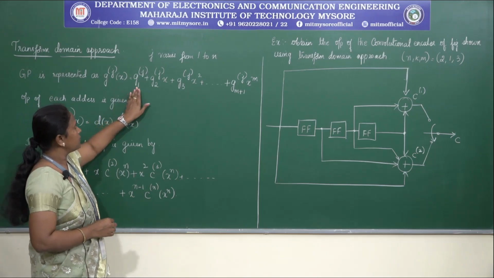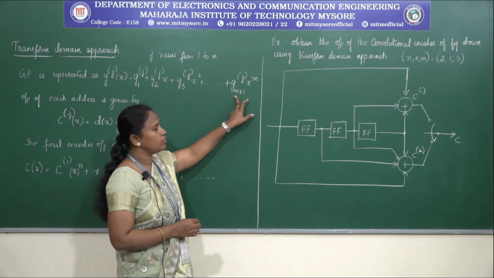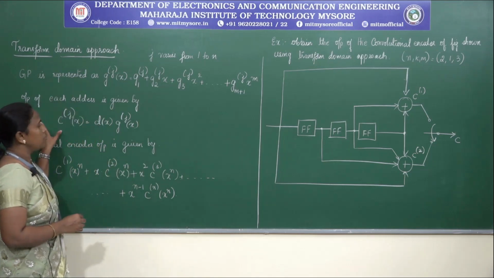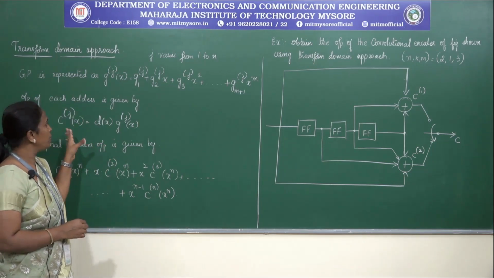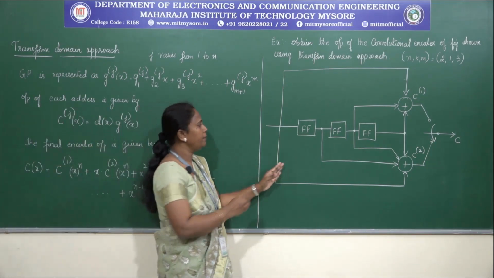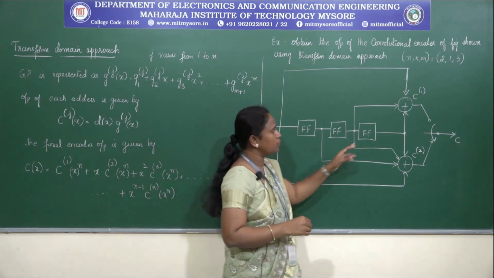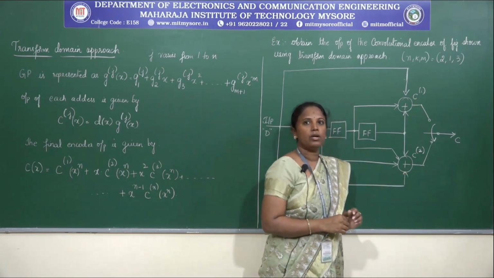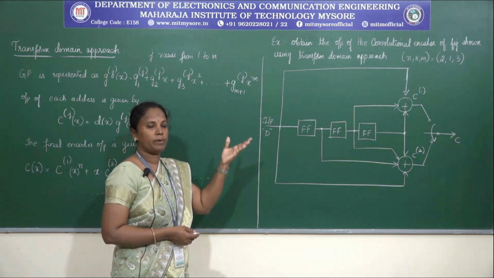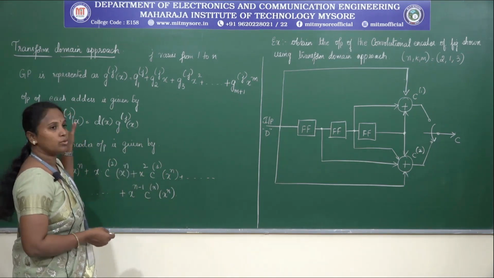So we have this equation: g_j(x) = g1_j + g2_j x, and this continues up to g_(m+1)_j x to the power of m. Now we need to represent the output of each of the adders. If we consider the example here, we have two adders, C1 and C2, which we call the top adder and the bottom adder. Depending upon the adders we have, we consider those outputs.